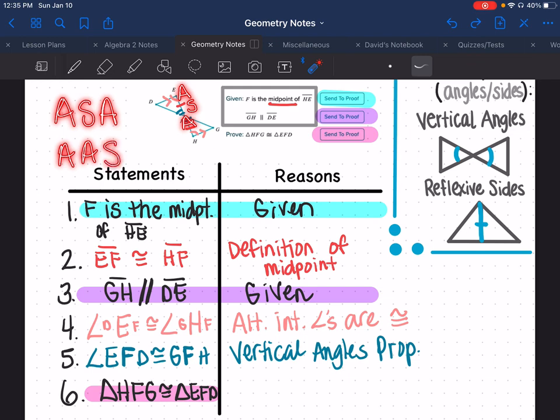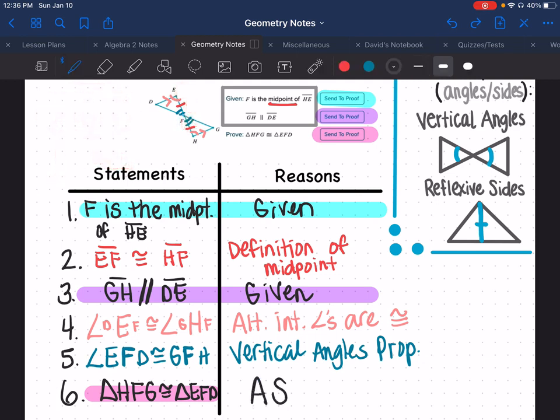Where is the letter S? Is it right in between, or is it only by the one letter A? Well, it's right in between. So I'm going to go ahead and pick this one, and this one is ruled out. So I'm going to say it's angle, side, angle.